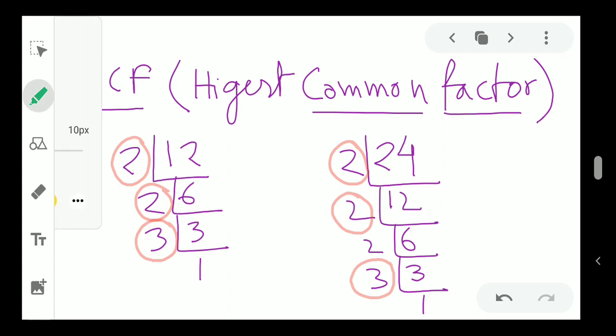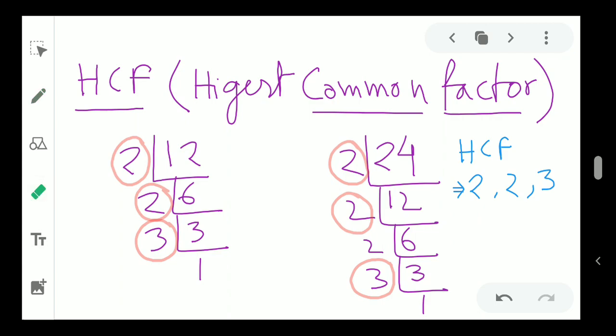So let me list out the common things. The common things are 2, another 2, and 3. So these are the common things, right? Now if I want to find out the HCF, that is the highest common factor, see what I will do: I will multiply all my common factors. So instead of commas, I will multiply them. And the number I get is 12. So 12 is the highest common factor.